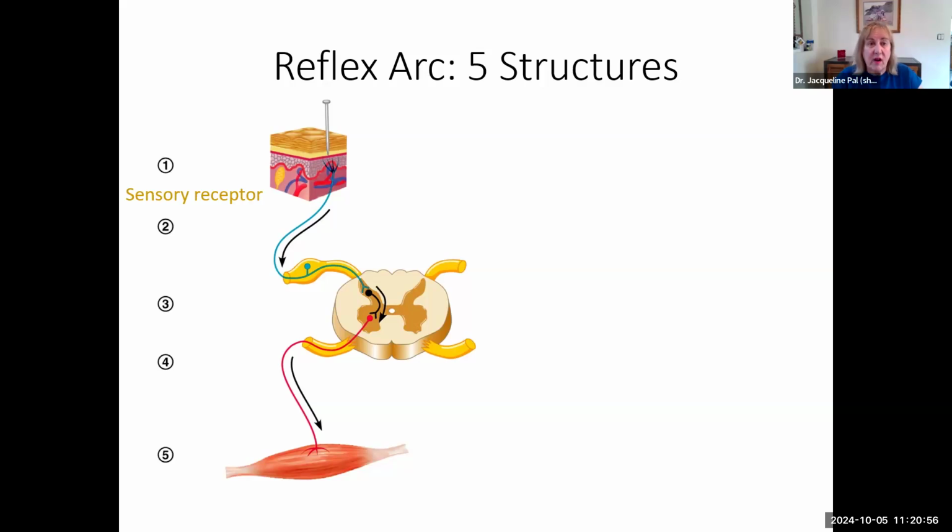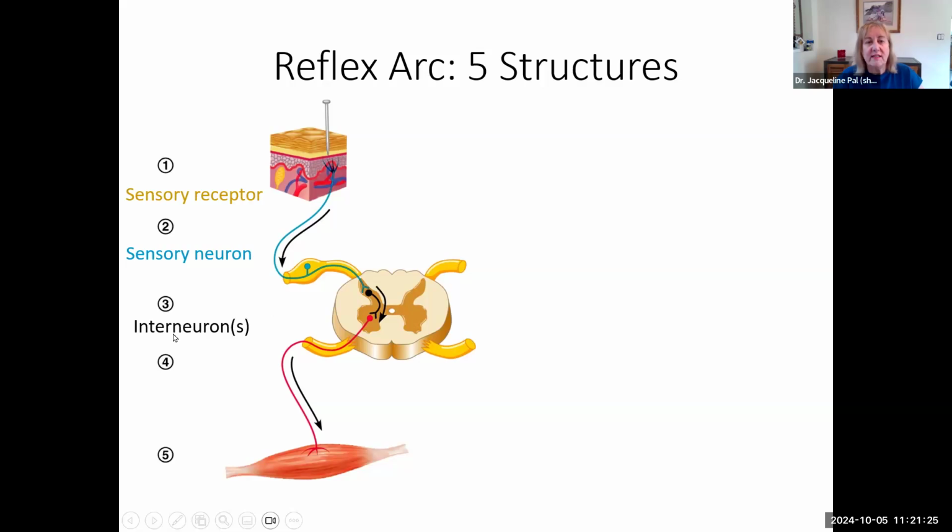The second structure is going to be a sensory neuron. So we can see it has dendrites up here by the sensory receptor. And then you can see the cell bodies right here in this ganglion, and then the axon. And this one is going to the middle of the spinal cord where the axon terminal is located for the sensory neuron. So the sensory neuron is blue, just like the blue writing for the word sensory neuron.